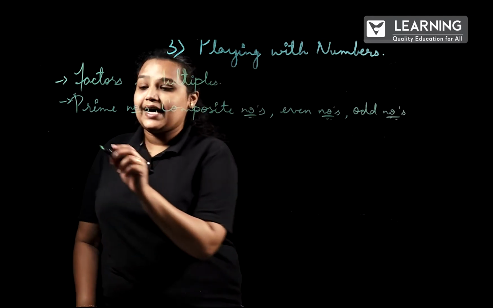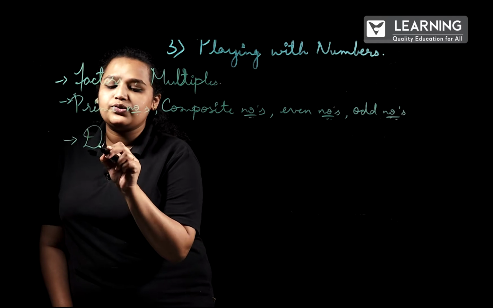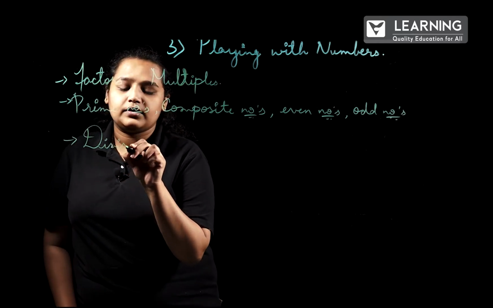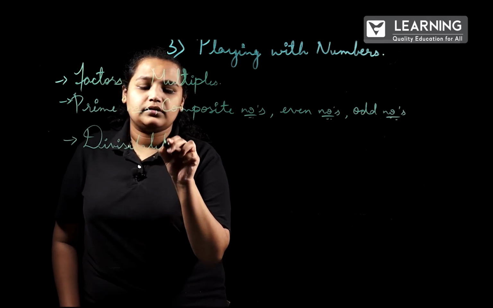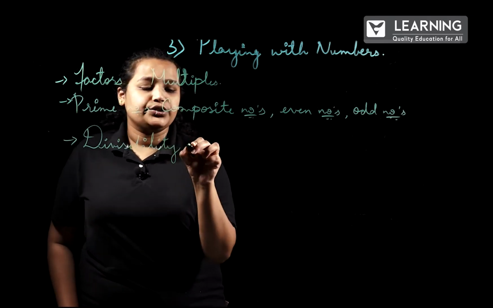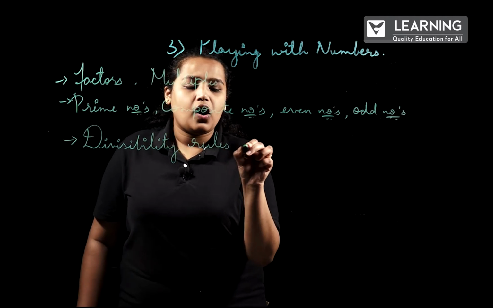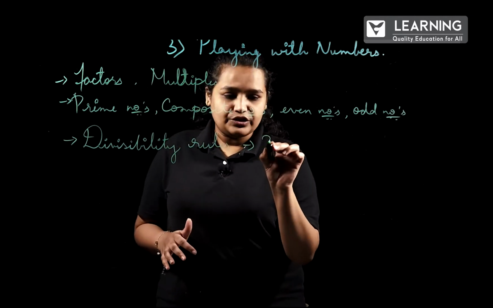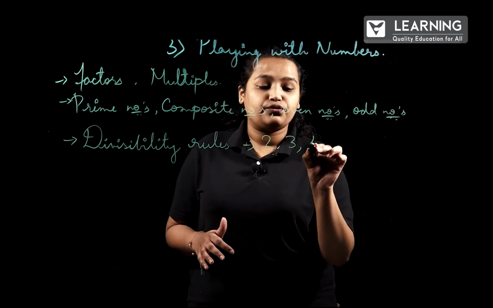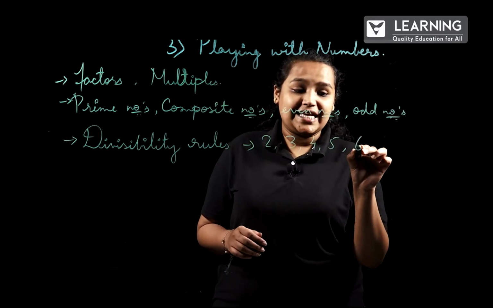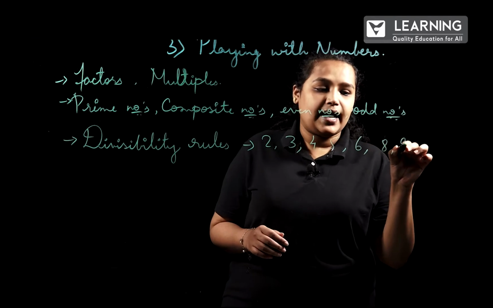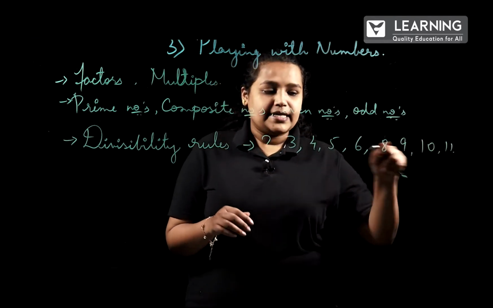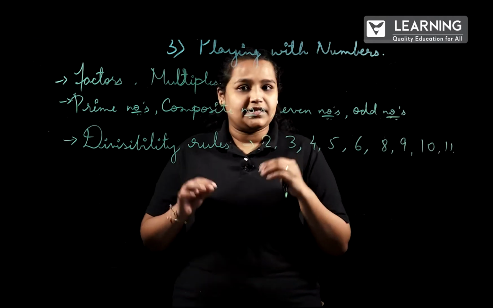So in the next class, we started to learn the divisibility rules. Divisibility rules of which numbers? Divisibility rules of 2, 3, 4, 5, 6, 8, 9, 10 and 11. So about these numbers we learned the divisibility rule.